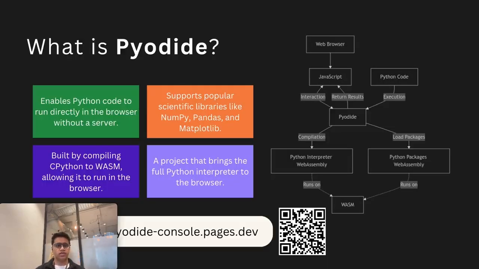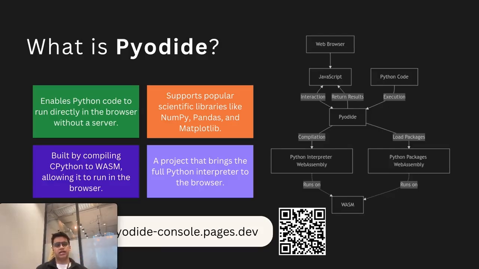Okay, so what is Pyodide? Pyodide has basically four characteristics. First, it allows your Python code to run directly in the browser without a server. Second, it supports most of the scientific libraries, as we said, NumPy, Pandas, Matplotlib, and more. And it's built by compiling CPython to WebAssembly. It also brings the full Python interpreter to the browser environment.